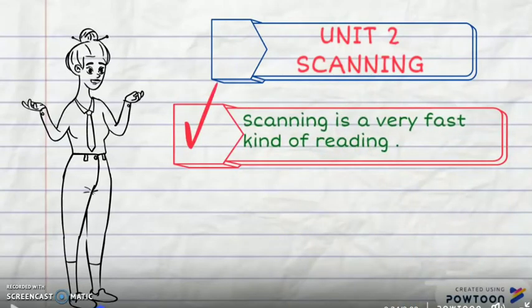Unit 2. Scanning. What is scanning? This is a very interesting question. Scanning is a very fast kind of reading. You scan when you want to find information quickly. For example, you might scan a telephone book, a menu, a dictionary, or a web page. When you scan, you move your eyes very quickly over the page. You don't read all the words.